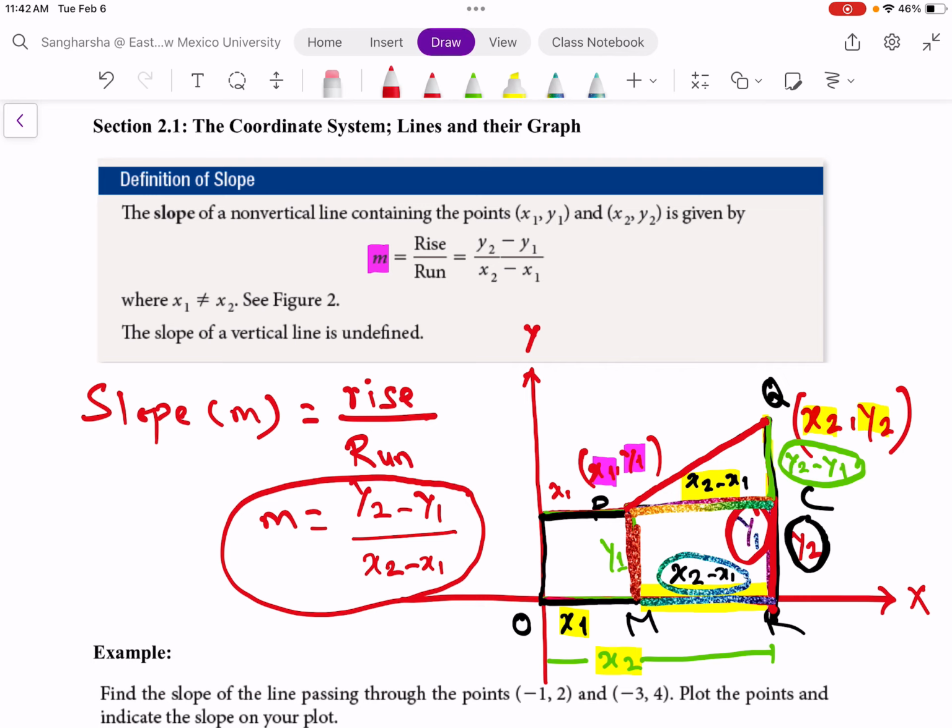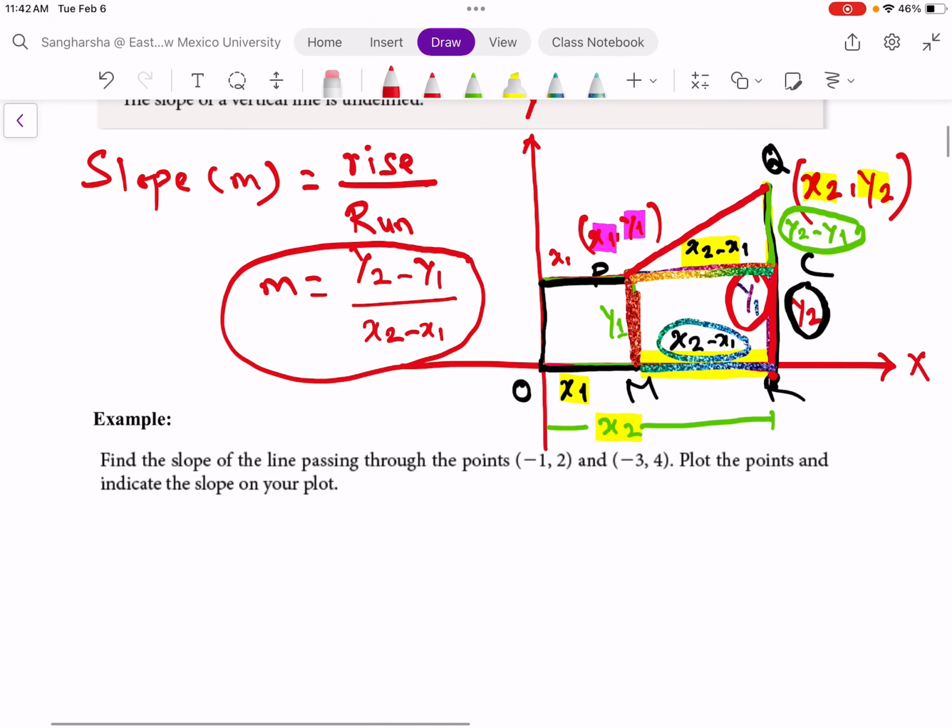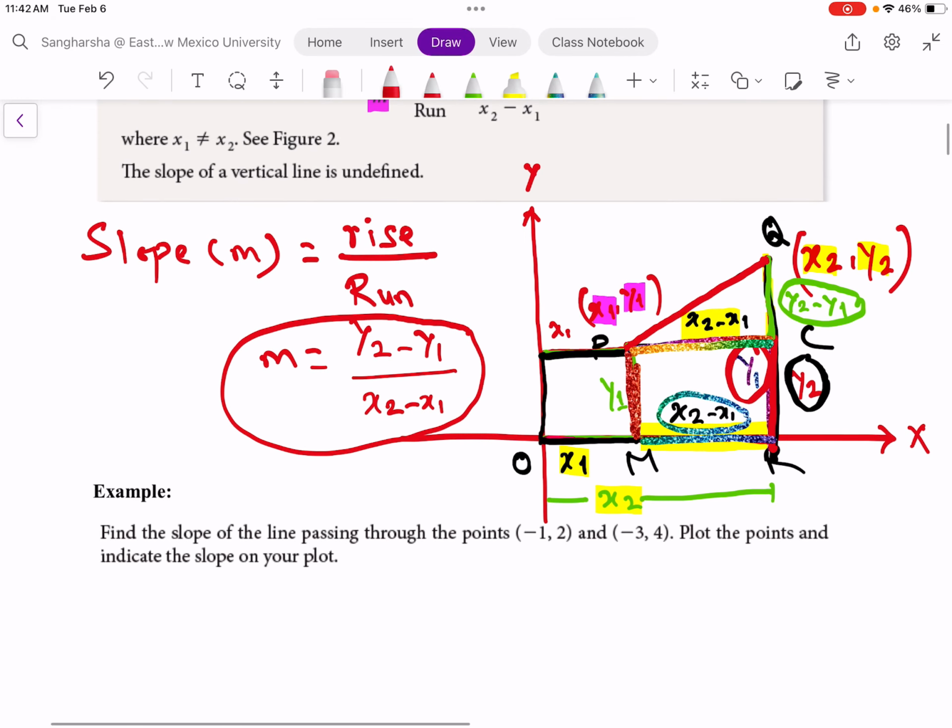Now let's use this information to find the slope of a line. We are asked to find the slope of a line passing through the points (-1, 2) and (-3, 4). We have two points, and we need to find the slope of the line passing through them.